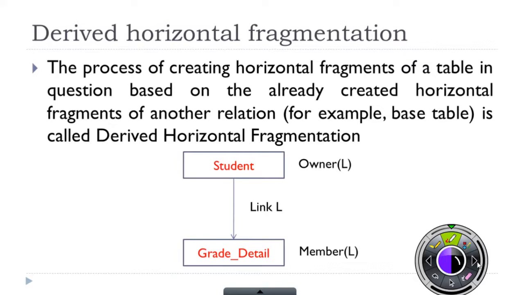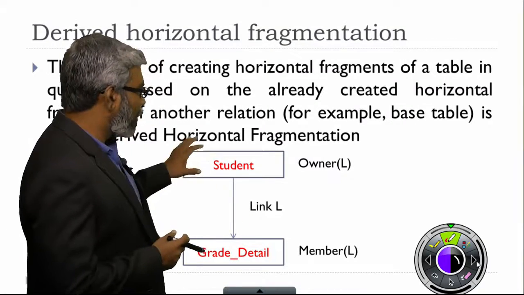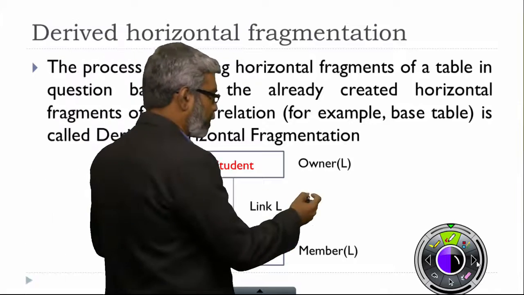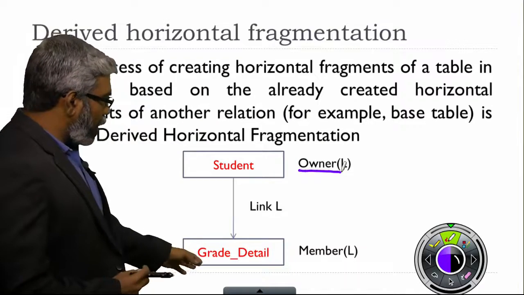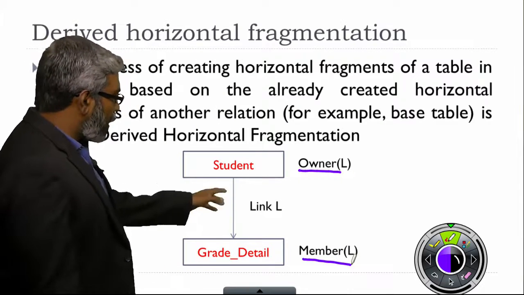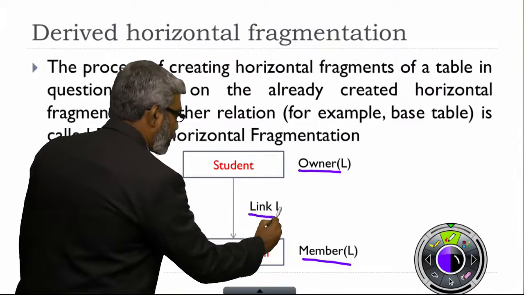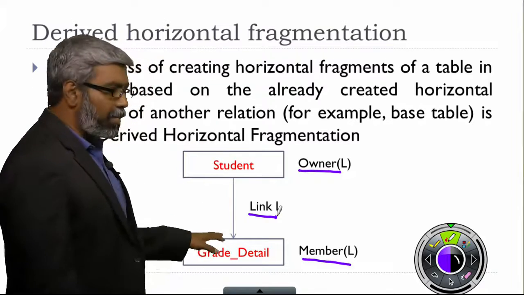This is called derived horizontal fragmentation. When I have a database, one relation is linked with another relation through the primary key and foreign key relationship. We may call the table with the primary key the owner relation, and the foreign key table the member relation. Now there is a link that connects these two tables. We have a primary key in the owner relation and the foreign key in the member relation.